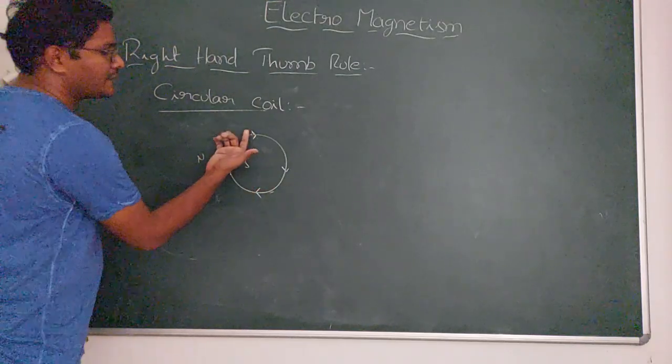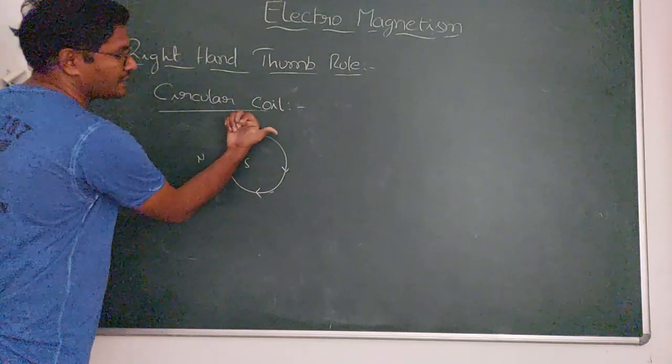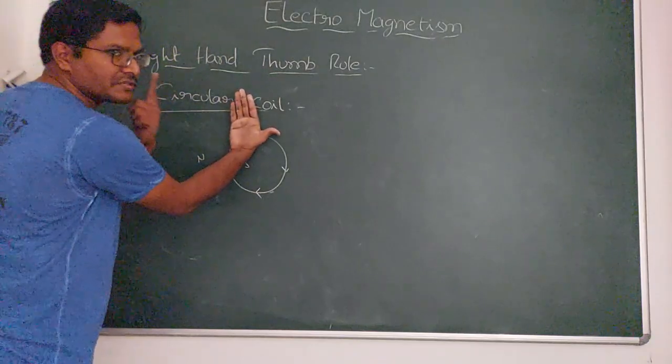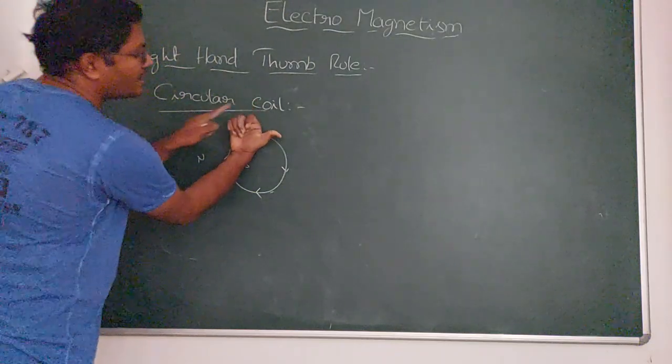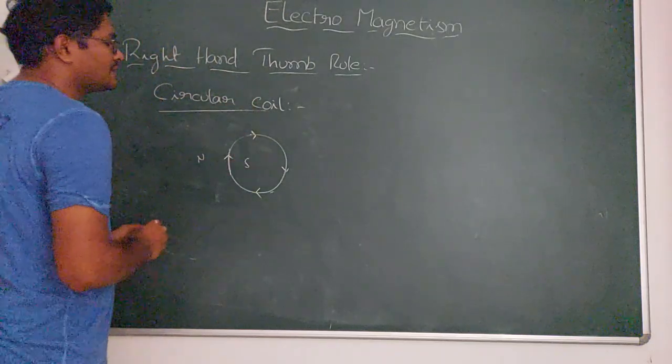And if the current is in this direction, the thumb shows the direction of the current and open your palm towards your face. On the side facing you, a north pole forms, and on the inside of the coil, a south pole forms.